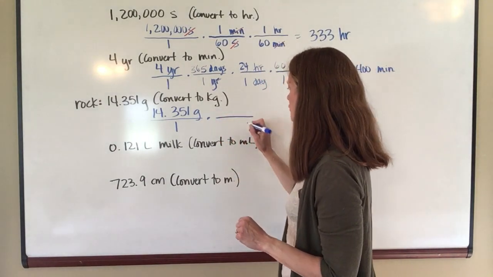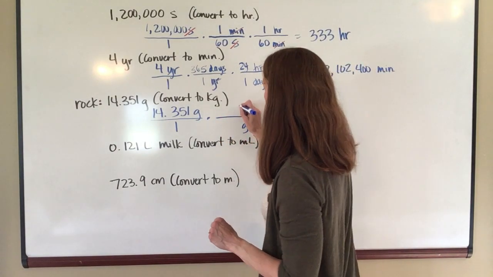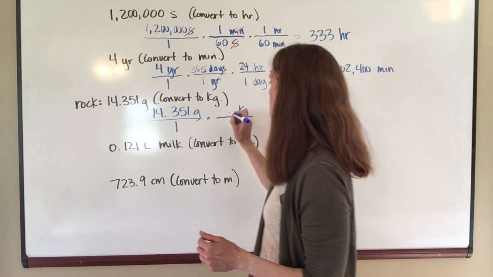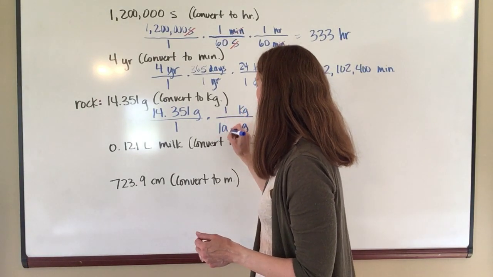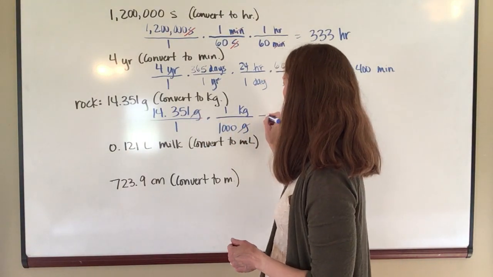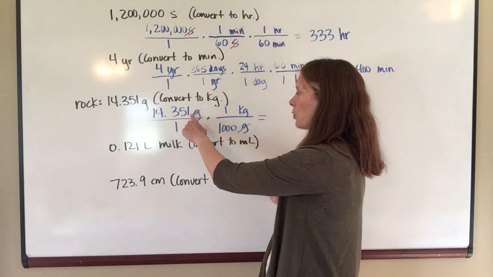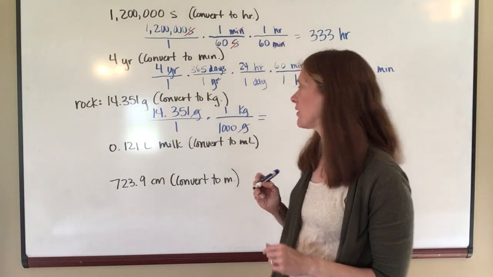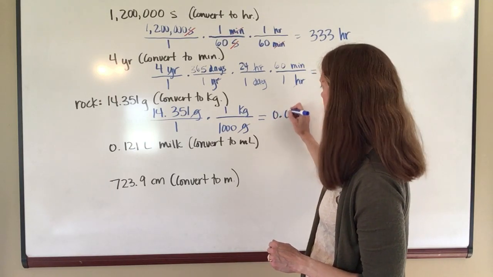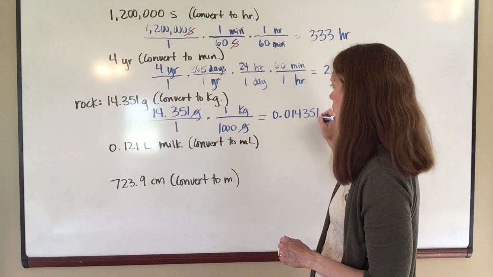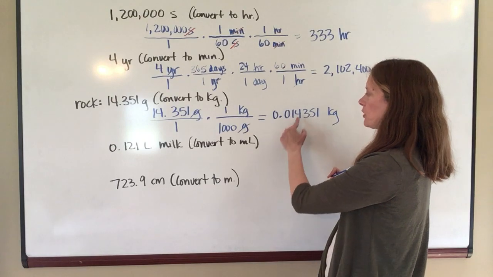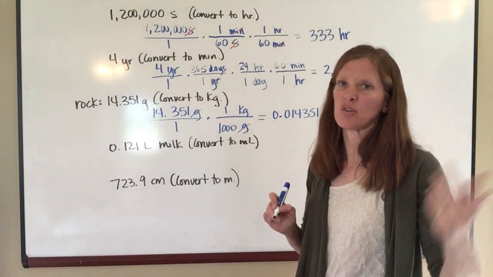So I need to get rid of grams and I need to convert it to kilograms. Well, with the conversion factors that I told you to memorize, you should know that 1 kilogram is the same as 1,000 grams. So therefore my grams are going to cancel out, and you're going to take 14.351 and divide it by 1,000. When I do that, that's going to give me 0.014351 kilograms. Remember, when you divide by 1,000, there are 3 zeros, so you're just going to move that decimal point 3 places to the left. If you need to do it on the calculator, that's fine.